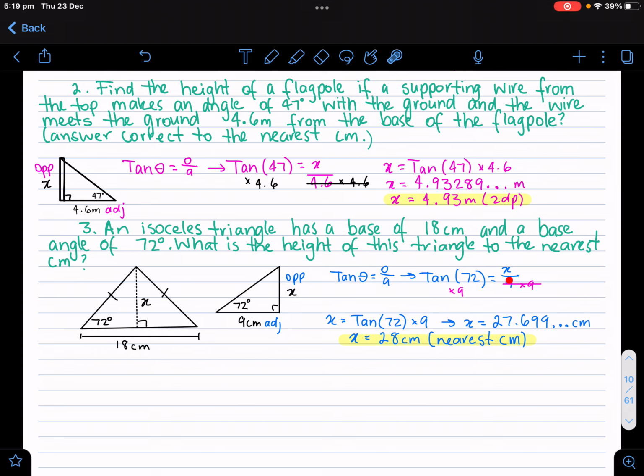Again, to get the pronumeral by itself, I need to do the opposite or inverse of divided by 9, which is multiply 9 on both sides. Now, in the calculator, I'm going to type tan 72 times 9. And again, I get a non-terminating decimal, or a non-integer. So here, this is already in centimeters. So 27.699 centimeters to the nearest centimeter, that 6 makes that a 28. So the height of this isosceles triangle is approximately 28 centimeters to the nearest centimeter.